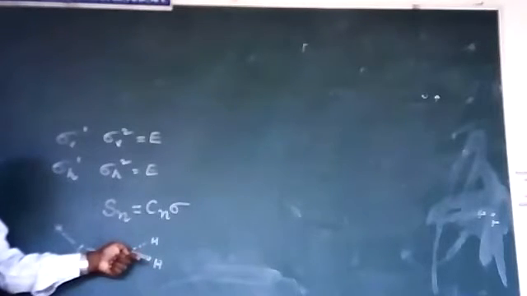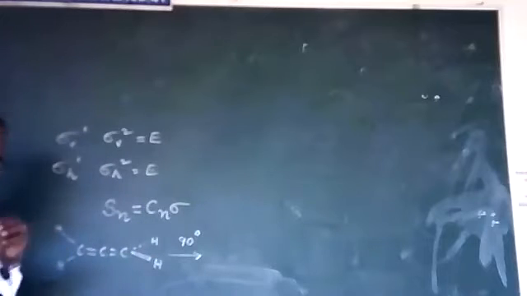So these two hydrogens are in the plane of the blackboard, and these two hydrogens are perpendicular to the plane of the blackboard. That means this hydrogen is projecting towards the viewer, whereas this hydrogen is projecting away from the viewer. Now I am rotating this molecule through an angle of 90 degrees. What will happen? You will get a structure like this.